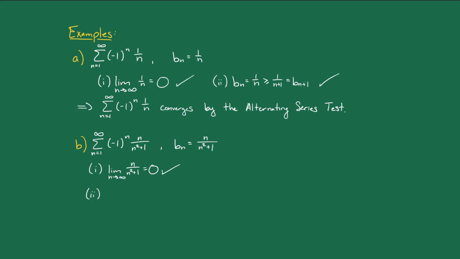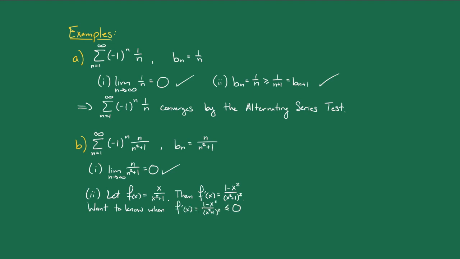Next, we need to check that the Bn's are decreasing. And this part's a little trickier than in the previous example. However, remember when we said that we could use derivatives to find when the Bn's are decreasing? Let's try and use that idea here. Let f of x be x over x squared plus 1. Notice that when we plug n into f of x, we get out our Bn's. Now, when we take a derivative using the quotient rule, we get out (1 minus x squared) over (x squared plus 1) all squared. To find when the Bn's are decreasing, we want to know when this derivative is negative.